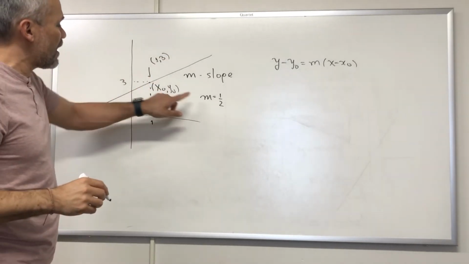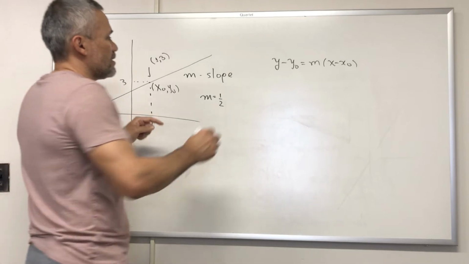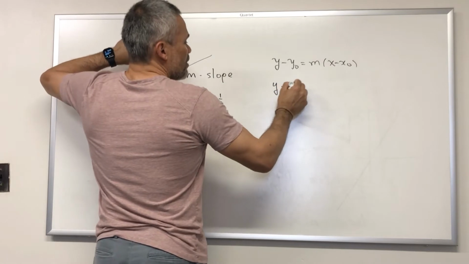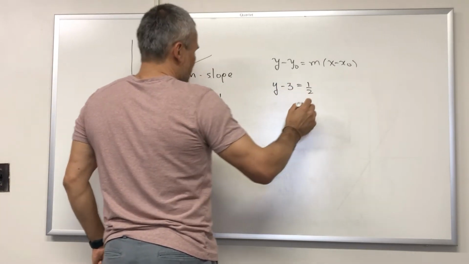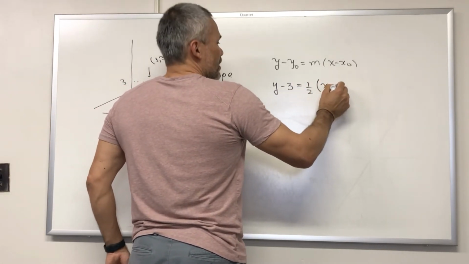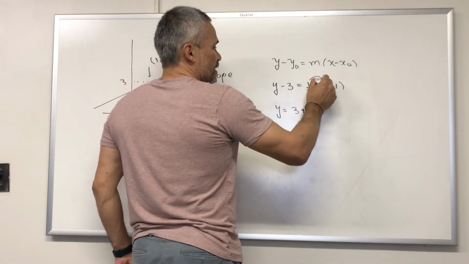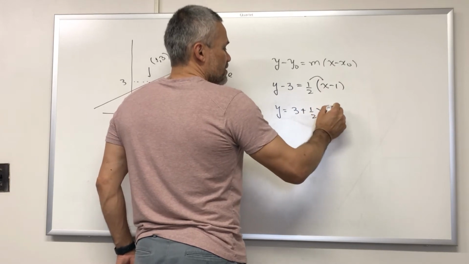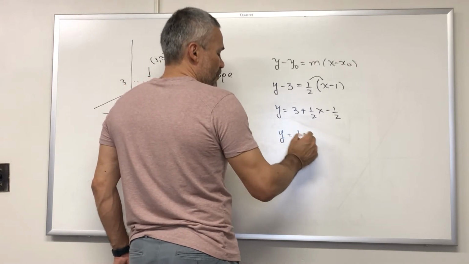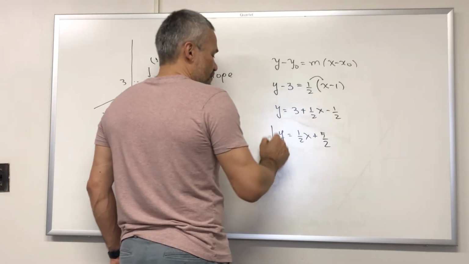Then the equation of the line that has a slope 1/2 and goes through the point 1, 3 is y minus, in this case the y sub 0 is 3, y minus 3 equal to 1/2 times parentheses x minus 1. If you want to solve for y, then you get y is equal to 3 plus, let's break this parentheses, 1/2 of x minus 1/2, and then we get that y is 1/2 of x plus 3 minus 1/2 is 5/2.